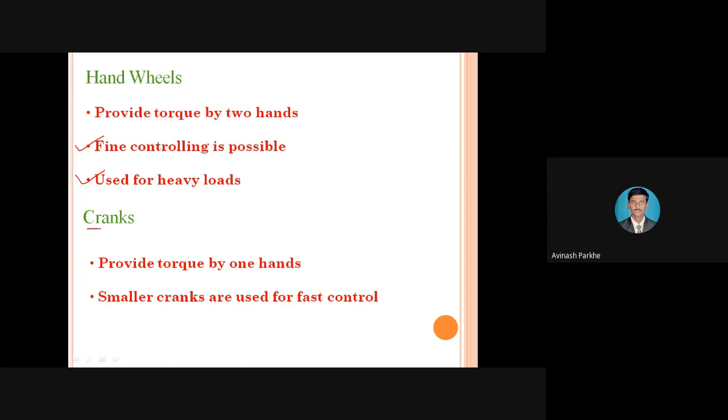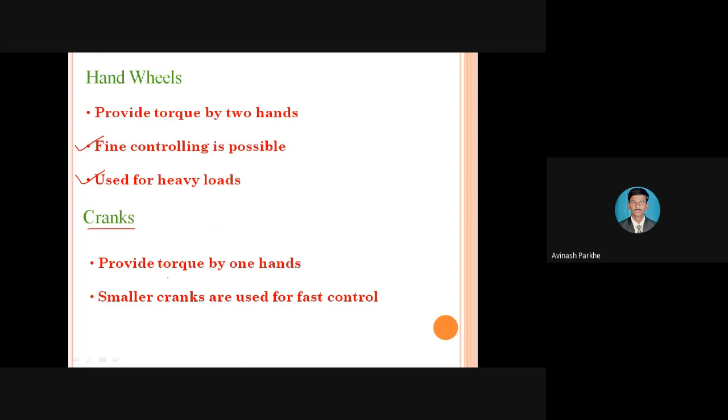Then another important control device is called a crank. We know the basic definition and basic construction of a crank. It transports motion from one point to another point. Such types of cranks are also provided in various types of applications.